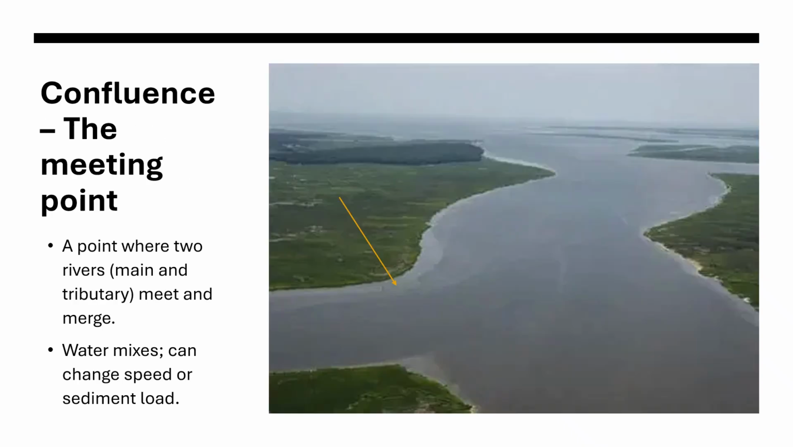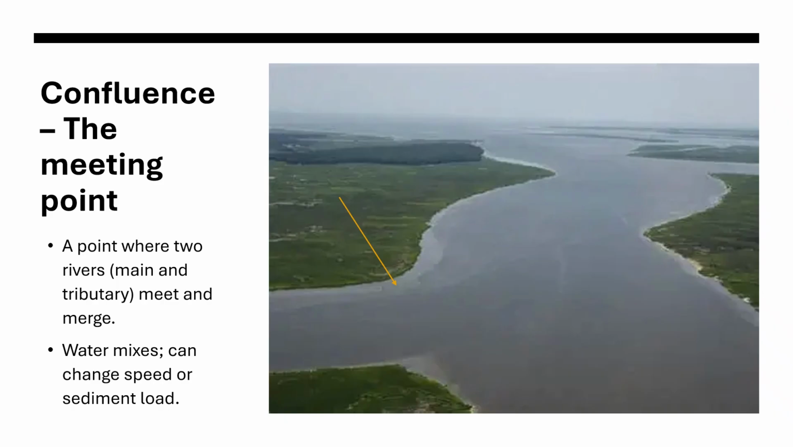So now we have what we call a confluence, which is our next feature. A confluence, the meeting point. So how can you define the confluence? This is the point where two rivers, the main river, as you can see in the photo, the thick or bigger one, and the tributary meet and merge. On this confluence, the water mixes and can change speed or sediment load.